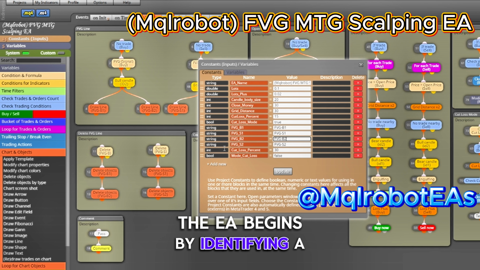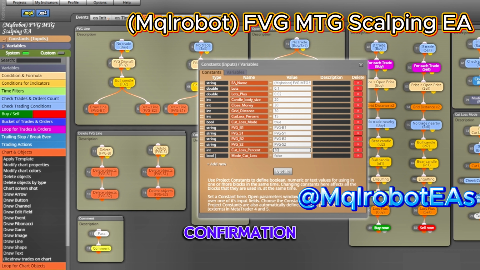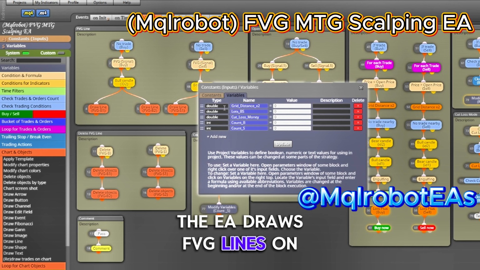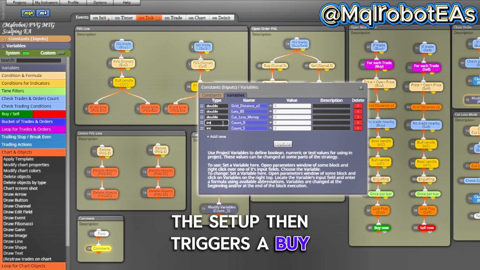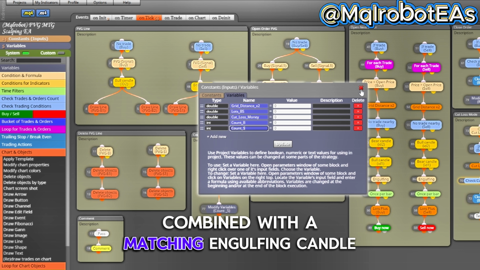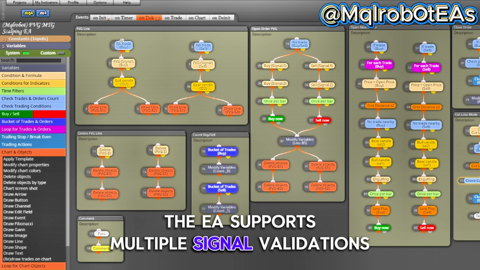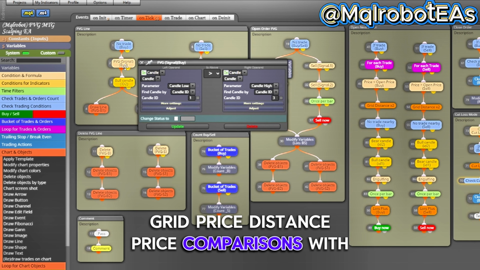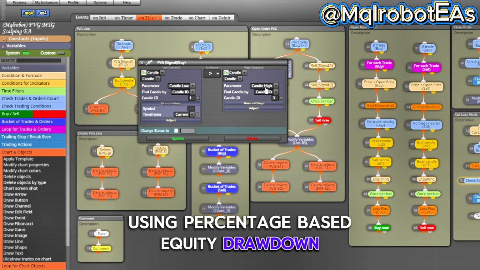First, the EA begins by identifying a potential fair value gap using price structure and a bull or bear candle confirmation. Once a valid FVG signal appears, the EA draws FVG lines on the chart and waits for a follow-up candle confirmation. The setup then triggers a buy or sell order if the price re-enters the FVG zone, combined with a matching engulfing candle. To improve entry accuracy, the EA supports multiple signal validations, including candle body size, grid price distance, price comparisons with open levels, and optional cut-loss conditions using percentage-based equity drawdown.